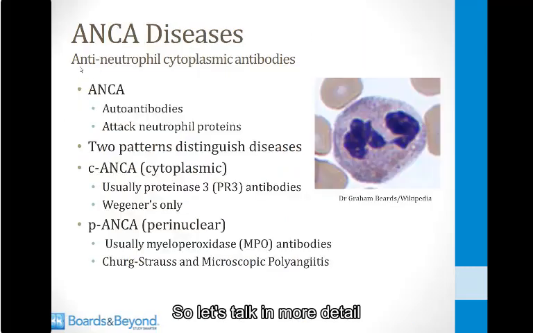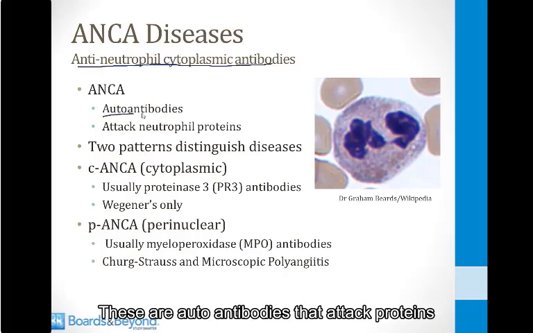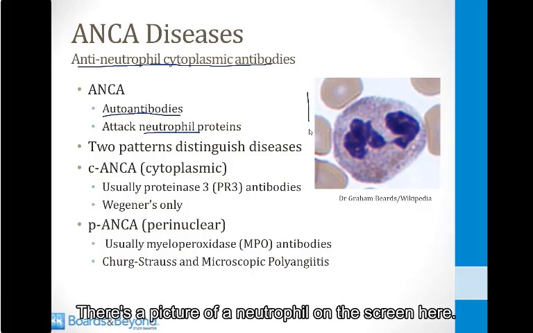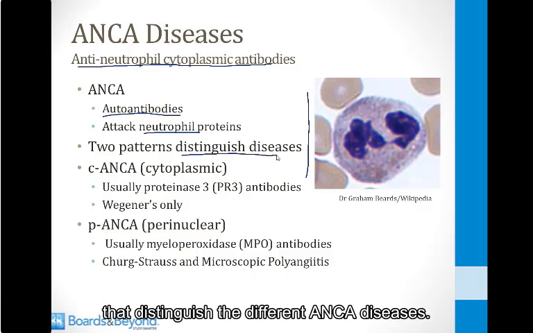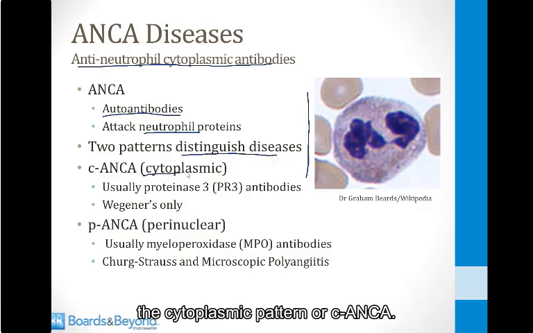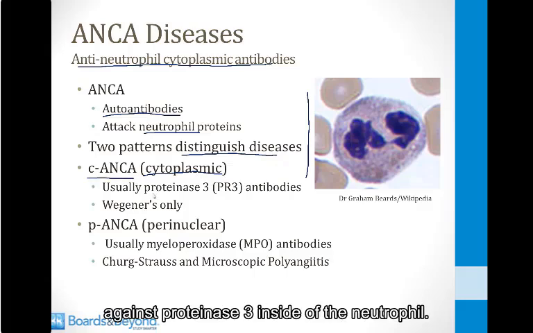So let's talk in more detail about anti-neutrophil cytoplasmic antibodies, or ANCAs. These are autoantibodies that attack proteins inside of neutrophils. There's a picture of a neutrophil on the screen here. And there are two patterns of antibody deposition that distinguish the different ANCA diseases. The first pattern is called the cytoplasmic pattern, or c-ANCA. These are antibodies that are usually directed against proteinase 3 inside of the neutrophil.